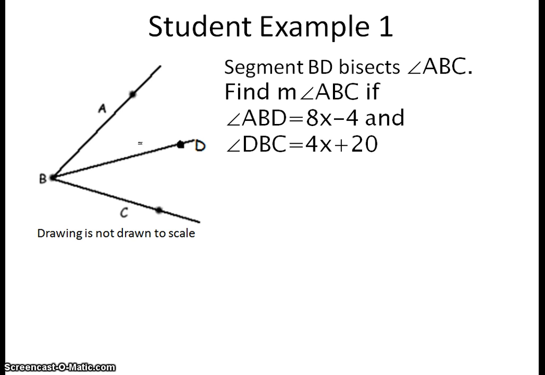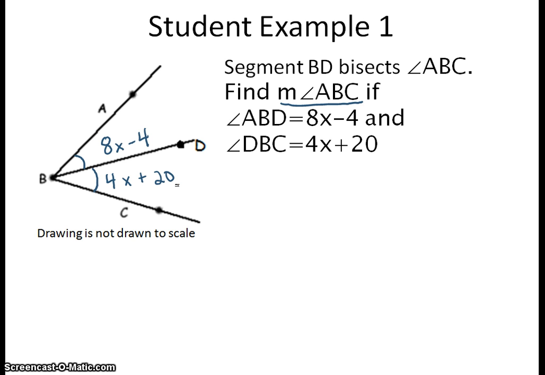All right, it says that segment BD, that's this segment here, bisects angle ABC. That means it cuts it into 2 equal parts. That means that this piece is equal to this piece. And then this says find the measure of angle ABC. So we're going to be looking for the measure of this whole angle, ABC. And they give us that ABD, this piece right here, is 8x minus 4. And they tell us that DBC, this piece right here, is 4x plus 20.